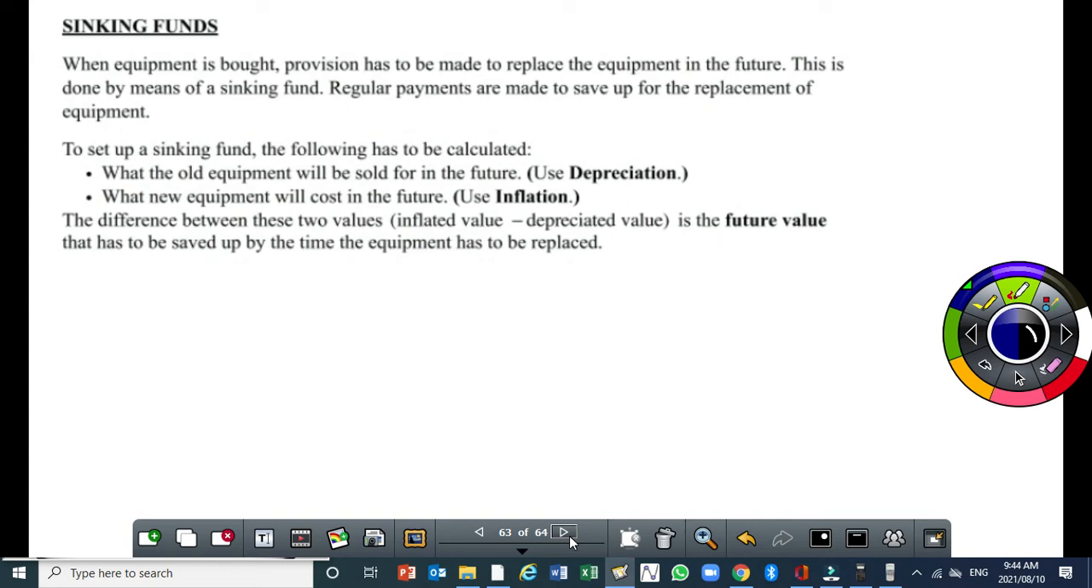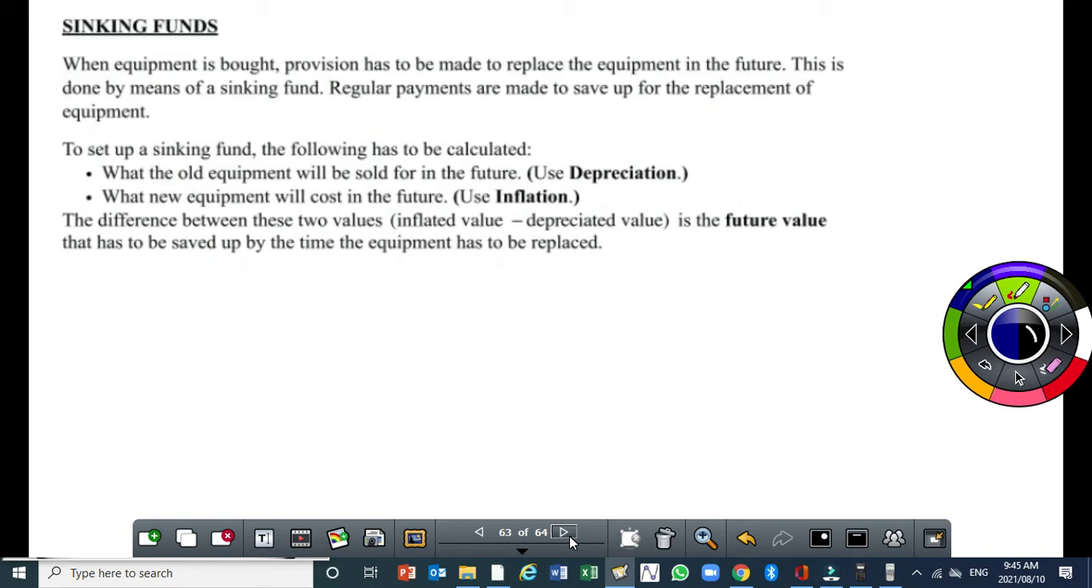I'm going to talk about sinking funds. Now, a sinking fund is just a savings account or an investment account that is opened by a business to save money to buy new equipment in future. Okay? So it is a savings account that is opened by a business or an organization in order to save money to buy new equipment in future.